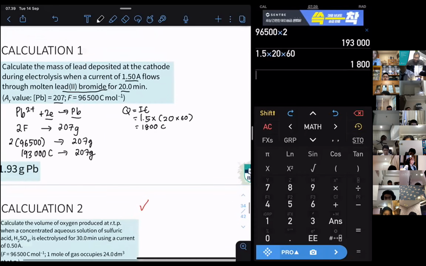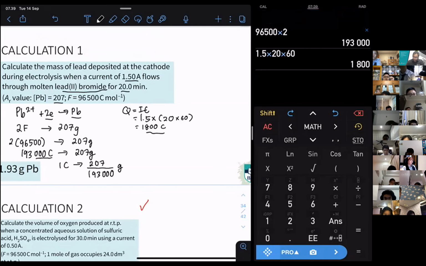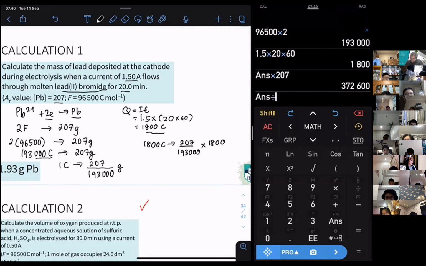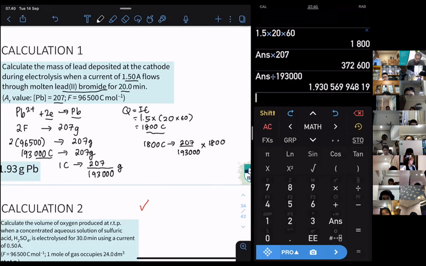So now, instead of having this amount, I only have this amount. So I need to relate these two. How do I relate? I can say that 1 coulomb is going to be 207 divided by 193,000, that is going to be the gram. So if I want 1,800, I need to times. So 1,800 coulombs is going to give me 207 divided by 193,000 times 1,800. Your simple maths, yeah. So 1,800 times 207, and then divide with 193,000. So this is going to be 1.93 gram of lead.